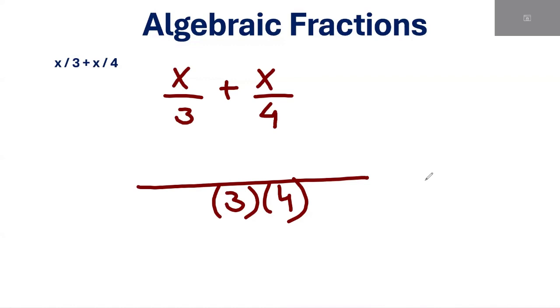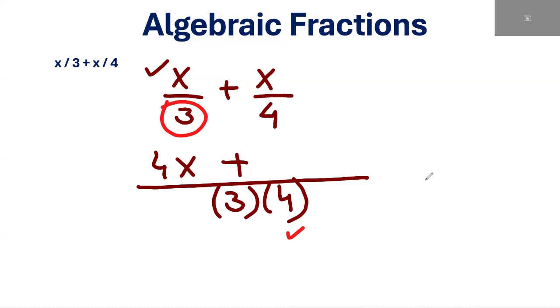Now, don't write 3 over here. Don't write 3. You have to write 4. Okay, so I'm writing 4x, 4 multiplied by this term, x.